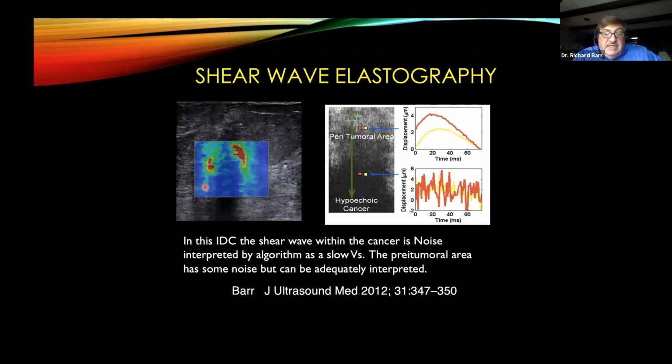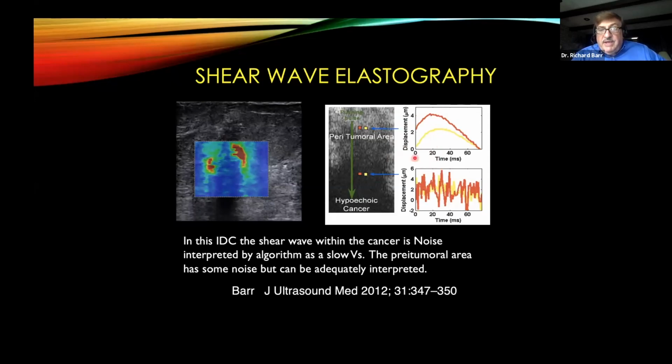And what you can see in this blue cancer, this is the cancer, but it has a ring of red around it. In the cancer itself, the shear waves are all noise. In the area where we're getting these higher measurements, we are getting these displacement curves. This is showing the shear waves going through at different points of time at different locations. And from this is what we calculate the shear wave speed.